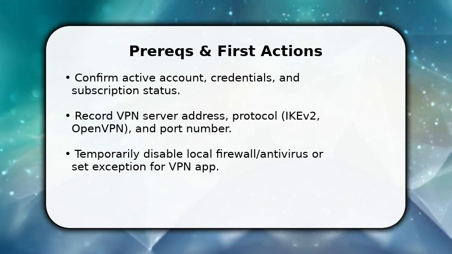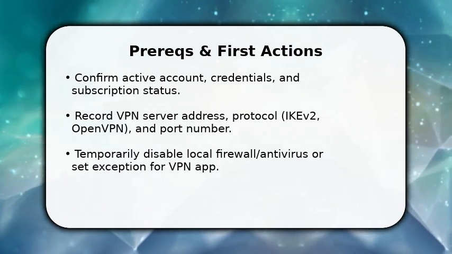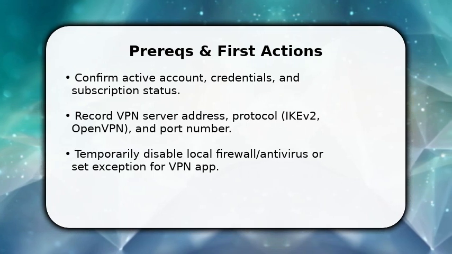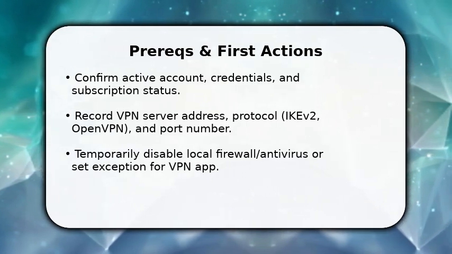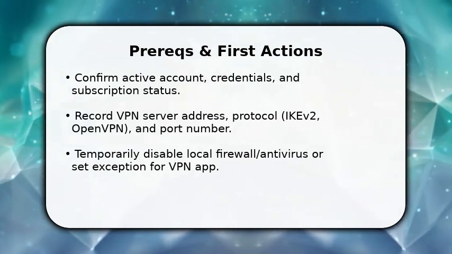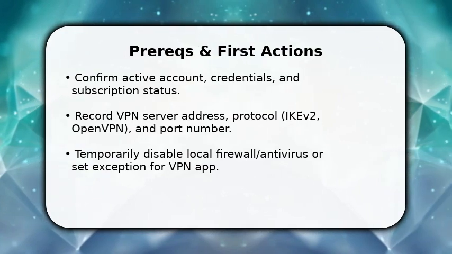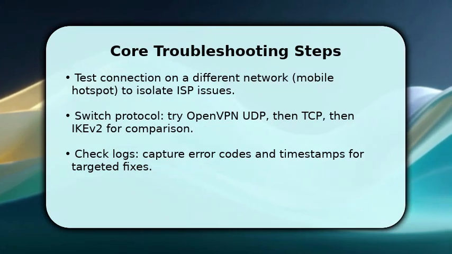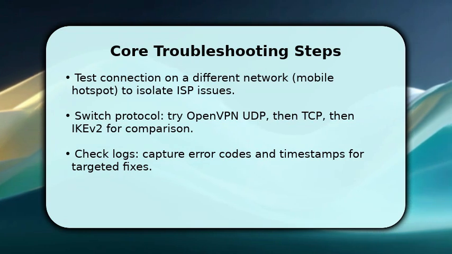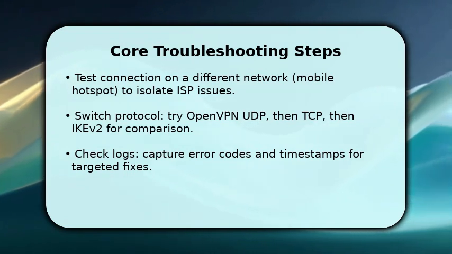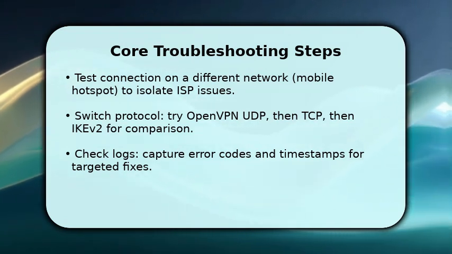Now dig into the middle steps. Change networks to a mobile hotspot to see if your ISP or DNS is interfering. Next, change the VPN protocol. OpenVPN UDP for speed, TCP for reliability, or IKEv2 for stability on mobile, because different protocols traverse networks differently.